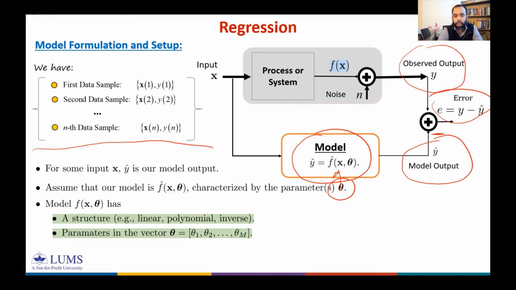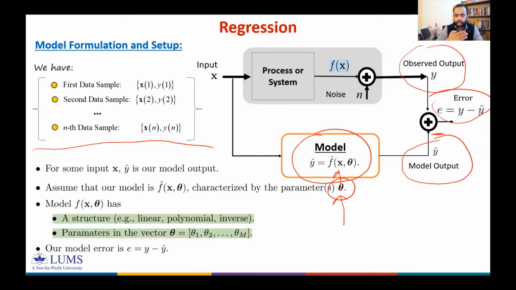And what is the goal here? We want to learn these thetas. First we want to find the model, and once we find the model, we want to find the parameters for which your model output is as close to the observed output as possible. So this model error is y minus y hat, and we want to minimize this model error. This was a quick overview about regression.